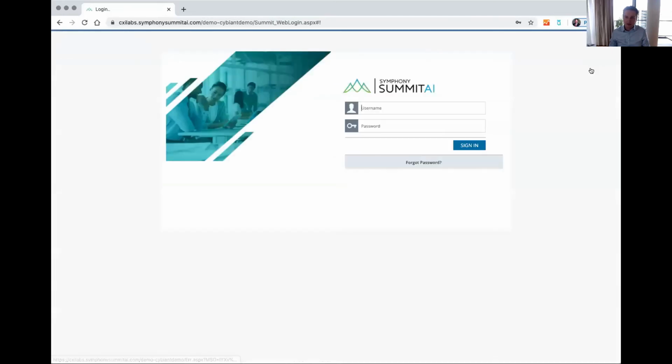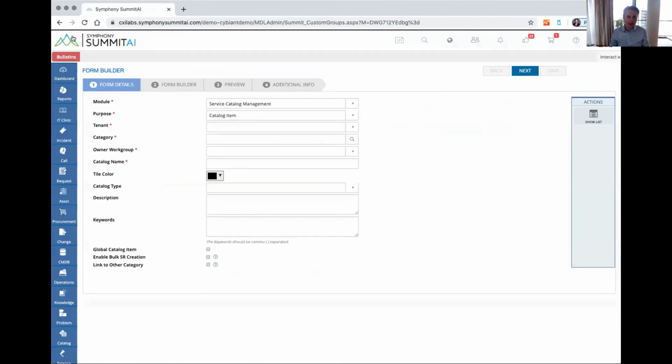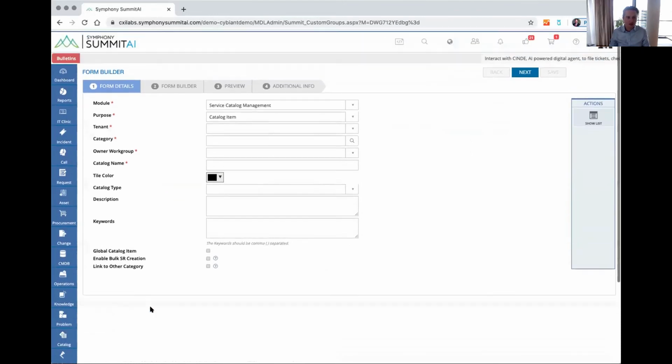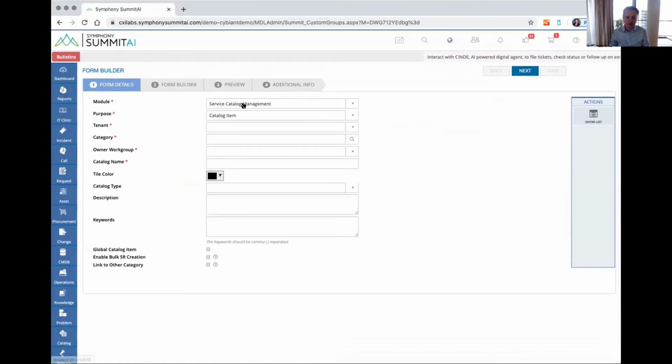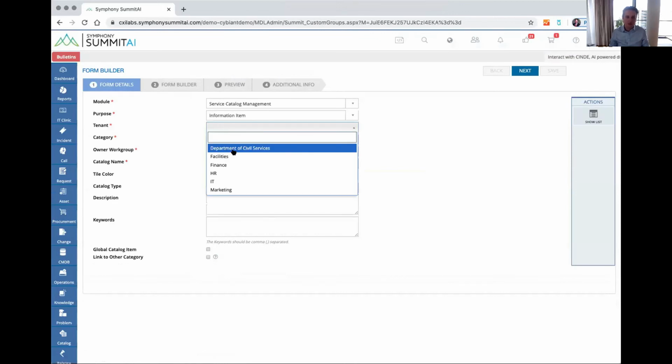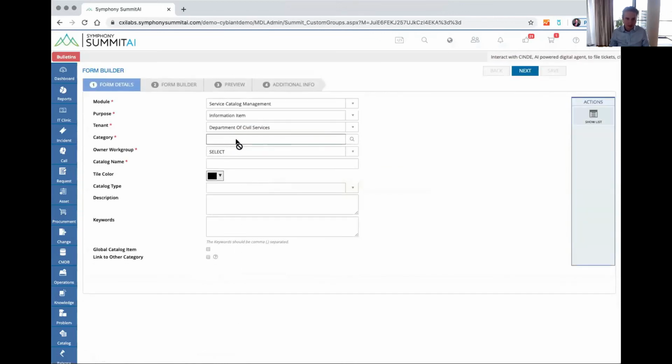Oh, it's a live demo, so I would need to authenticate again. Give me a second. There we go. We're back into the same platform that we've just seen. I went over to the service catalog function, and that is where we would like to build a new service catalog. So what we would like to do, for instance, is provide a catalog with information items.